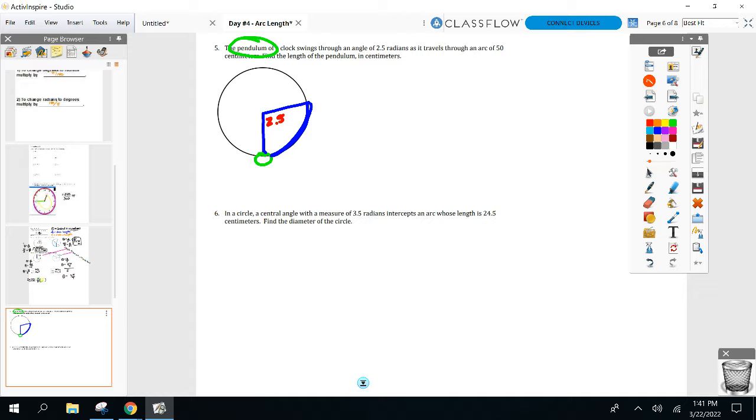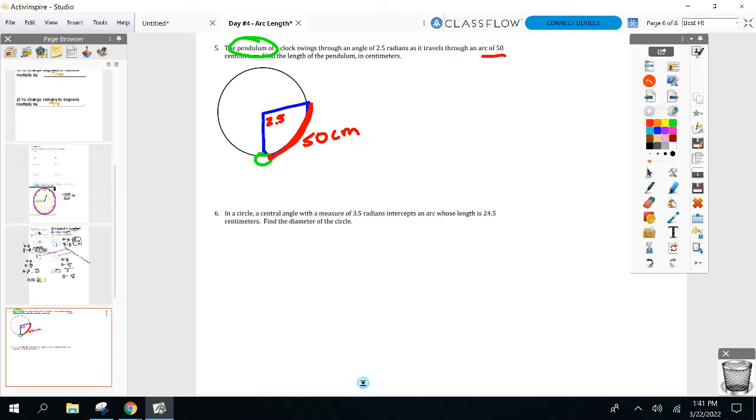And it travels through an arc of 50 centimeters. Where should I put that 50? It travels through an arc of 50 centimeters. Where am I putting the 50? On the arc. Find the length of the pendulum.